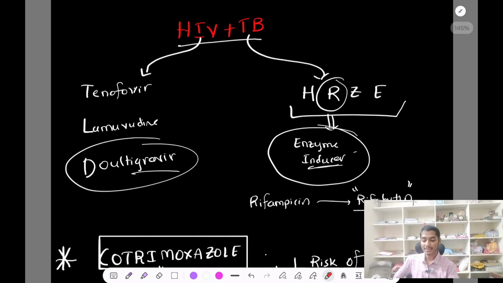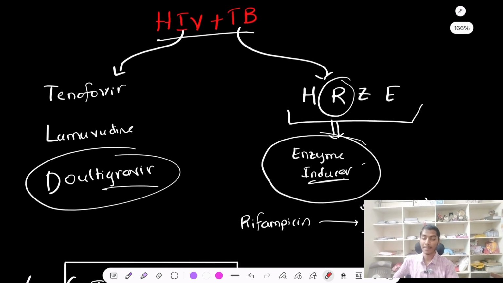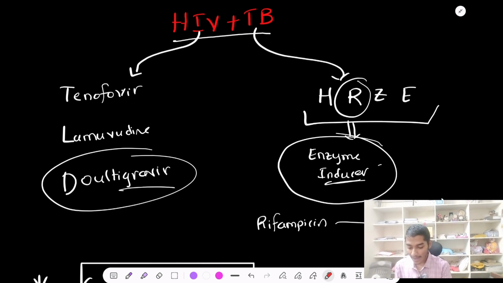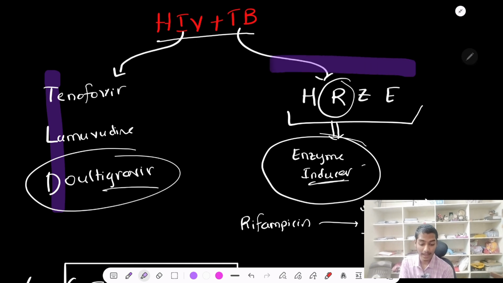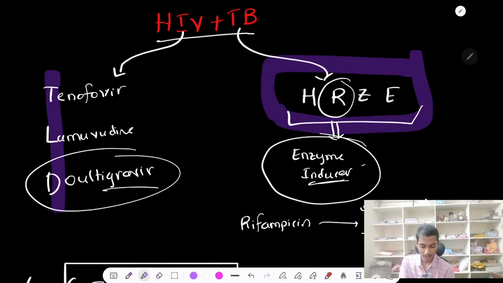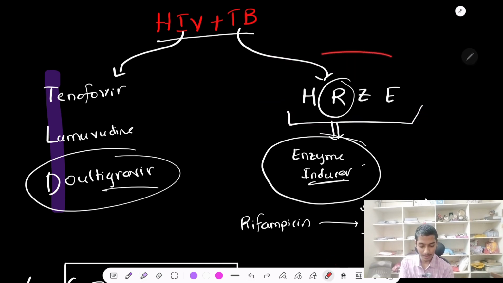Now we will discuss HIV plus TB, actually, not HIV in TB. So TB in HIV, you can say it like that, because TB is the most common opportunistic infection in HIV infection. For HIV infection we have the TLD regimen, which we all know. For TB we have the HRZE regimen as the primary or first line regimen.